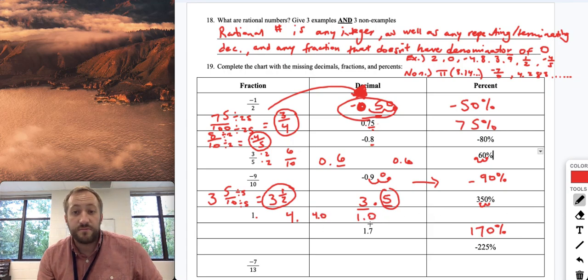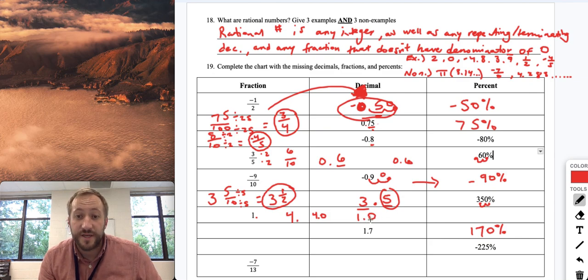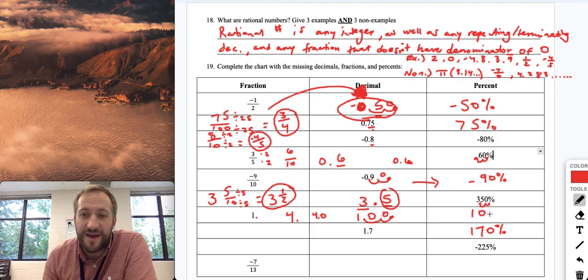To turn 1.0 into a percentage, I'm going to move the decimal 2 places to the right. Any blank spaces get a 0. And now this is 100%. Hey, so that's what 100% looks like.